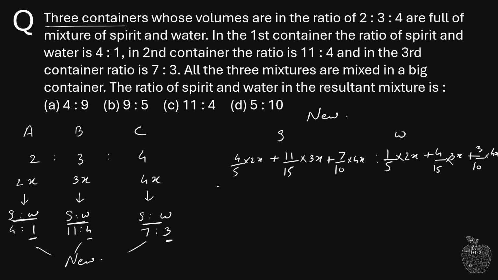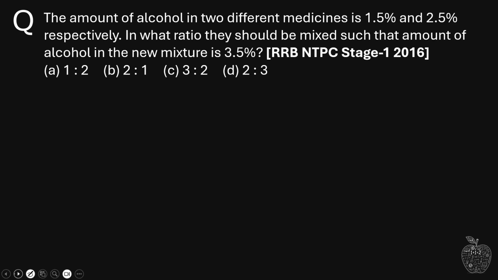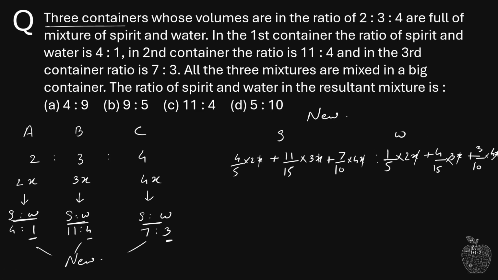Now here, first of all, what we'll do, take the x common and it will get cancelled on both the sides, right? So now we are left with these values. It can be further simplified with 3. 3 1s are 3, 5 3s are 15. 2 2s are 4, 2 5s are 10. Similarly with water as well. 3 1s are 3, 5 3s are 15. 2 2s are 4, 2 5s are 10.